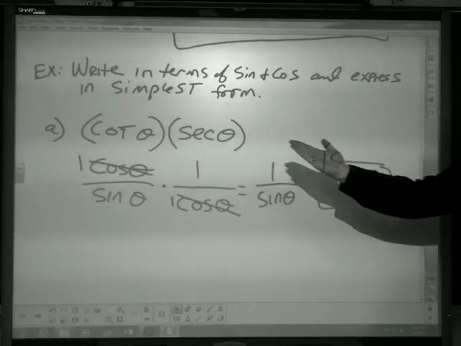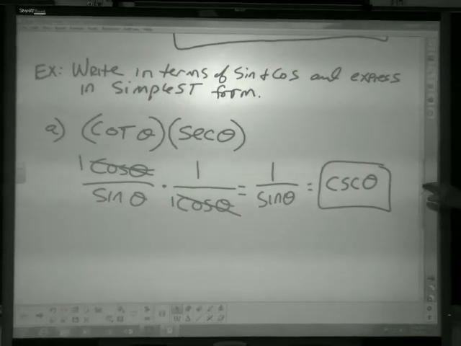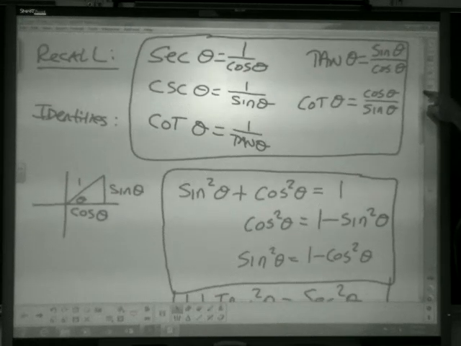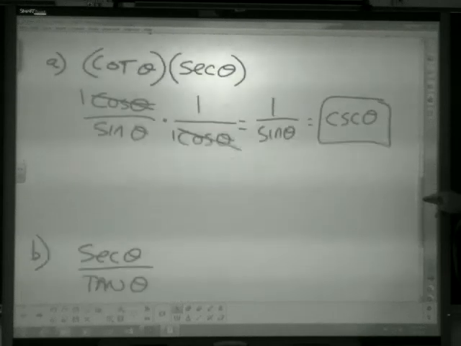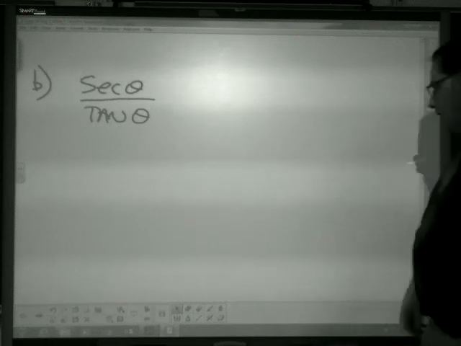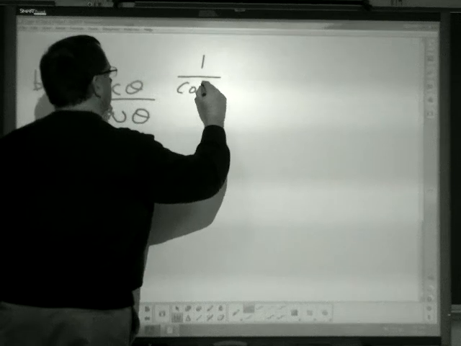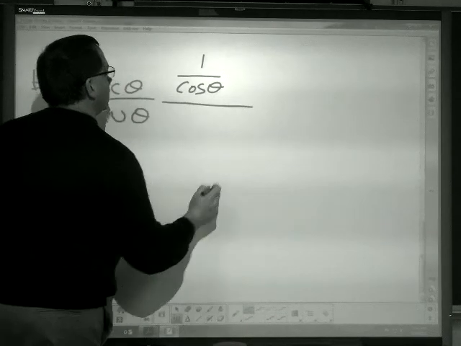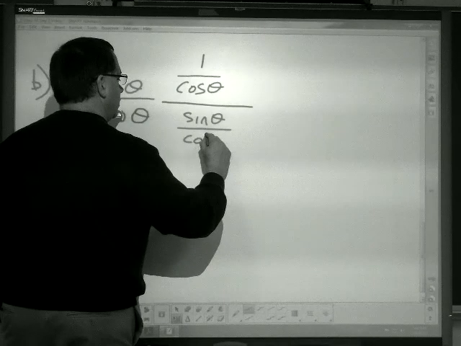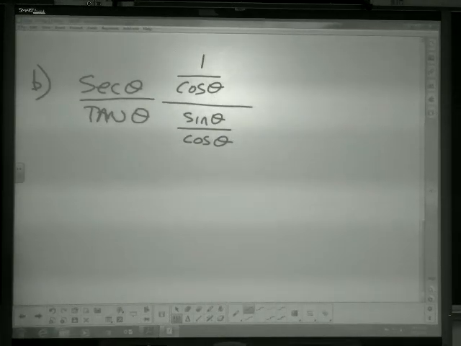So it's just about simplifying trig relationships by rewriting them in terms of sine and cos. Notice all of these up here are written mostly in terms of sine and cosine. Here's another one. Let's try secant theta over tangent theta. I know that secant theta is 1 over cos theta. Tan theta is sine theta over cos theta. Here we are with a complex fraction again.